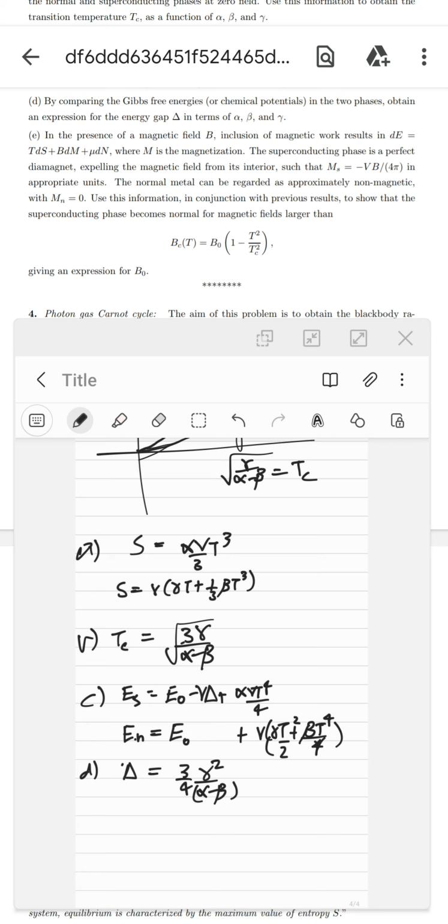Perfect diamagnet expelling the magnetic field from its interior. Wait, what? Perfect diamagnet expelling the magnetic field from its interior. But that's to say that the entropy remains the same, because if the interior does not change, there's no change in the arrangement. So the entropy is still the same. Oh, that's nice. Cool, but the energy does change. Fine.